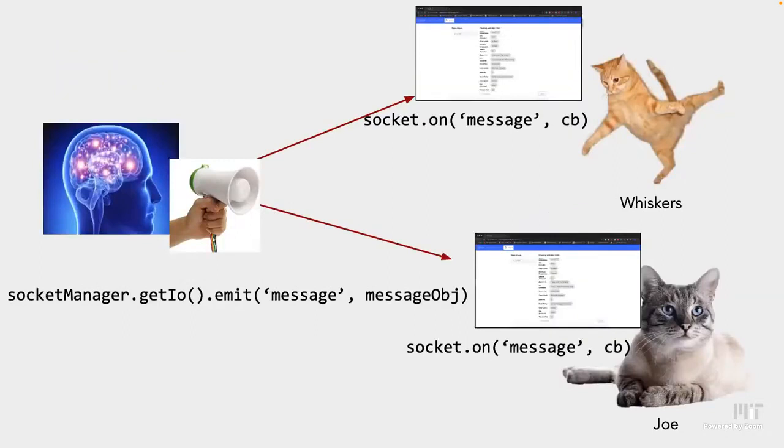In our case, we have socket manager to get IO. Remember, that's just a way to say all the sockets in the server. And then we are going to emit to all the sockets a message. And that message will have some object attached to it. That's the actual contents of the message. Maybe it also has the person who sent the message. And then on the client side, each of the clients will run socket.on at the start, when they load up. And they'll be listening for a message and run a specific callback function when they hear that message. And that callback function, that's what the CB stands for.